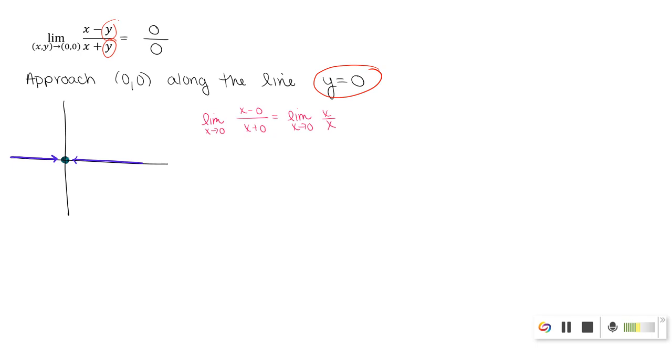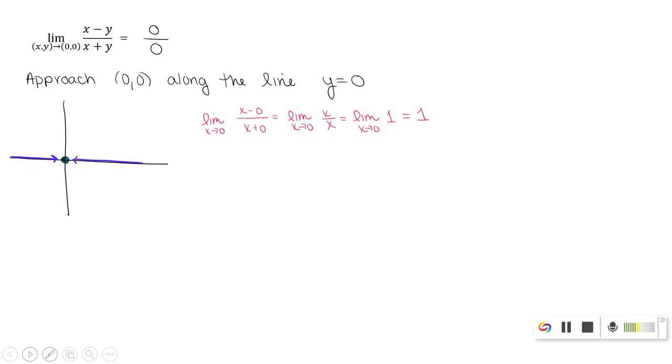Now this function along the line y equals 0 has turned into (x minus 0) over (x plus 0), or x divided by x. And so let's find the limit as x goes to 0 of x divided by x.